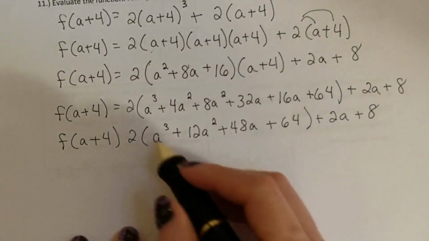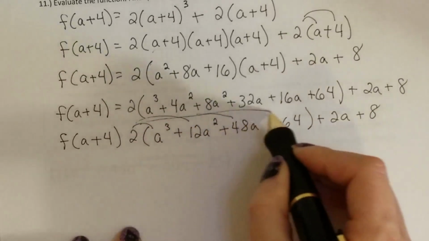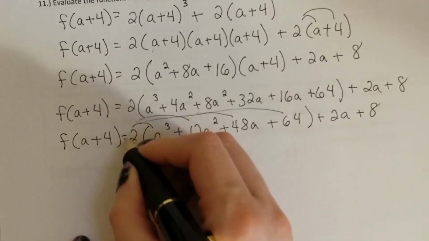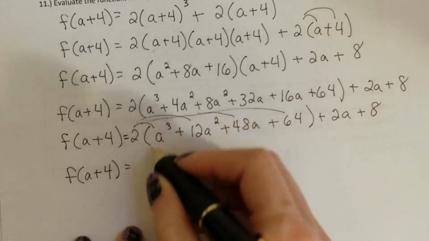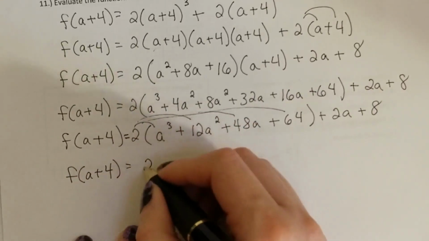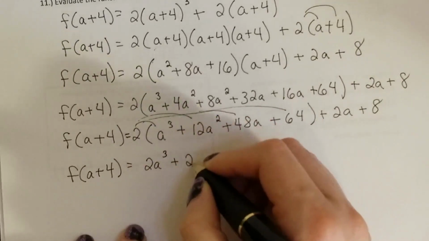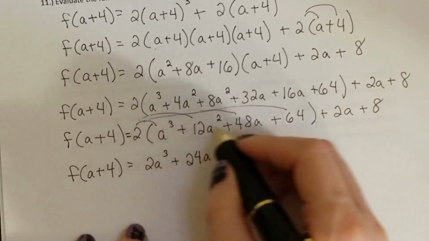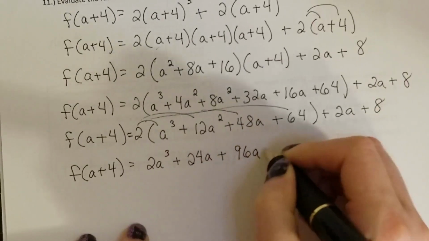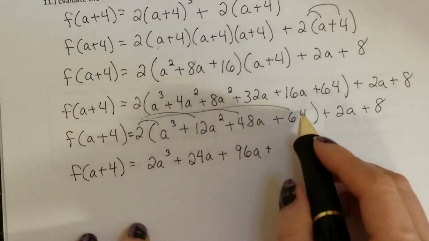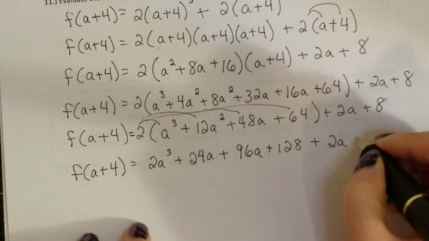Okay, now you're going to want to distribute that 2 to all of those pieces there. So 2 times a to the third, 2a to the third. 2 times 12 would be 24a squared. 2 times 48, 96a. 2 times 64 would be 128. Plus 2a plus an 8.